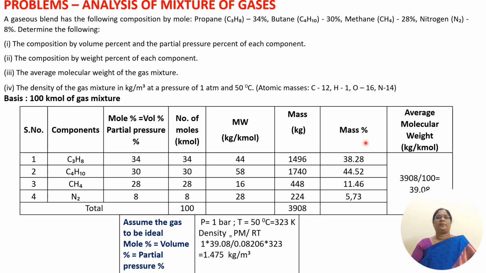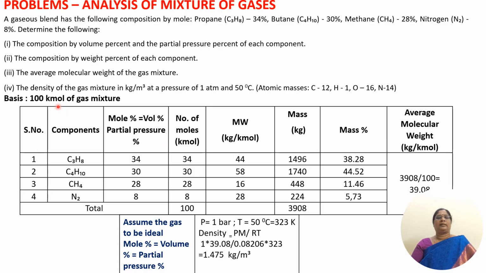Next, we know that mass percentage is individual mass divided by total mass into 100. Individual mass is 1496 divided by 3908 into 100. Next one, 1740 divided by 3908 into 100, that is 44.52. Third one for methane, 448 divided by 3908 into 100, that is 11.46. For the fourth one, 224 divided by 3908 into 100, that is 5.73. And average molecular weight is total mass by total number of moles. Total mass is 3908 divided by 100 is 39.08.